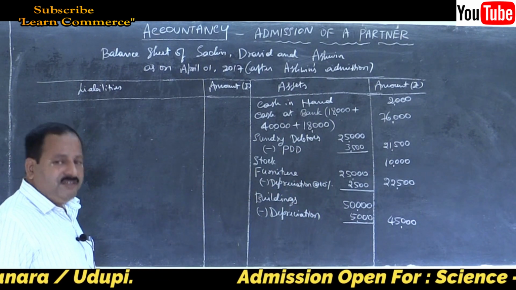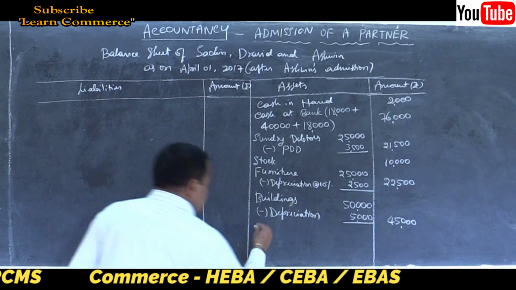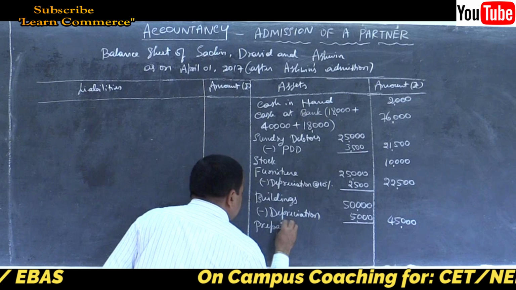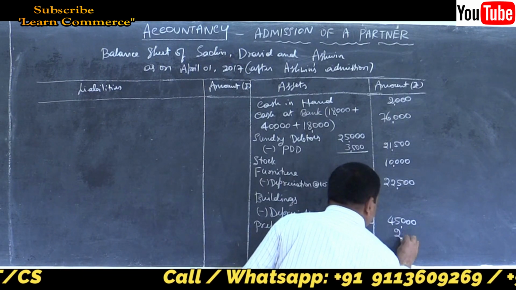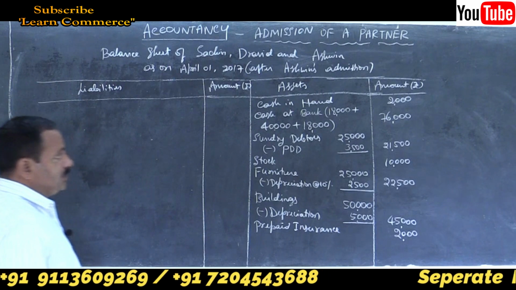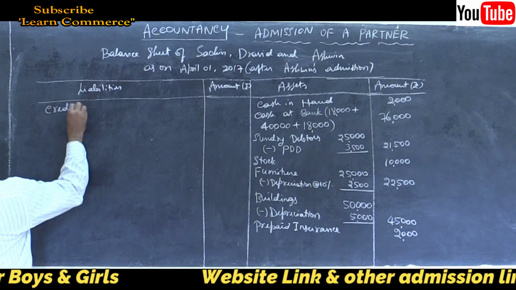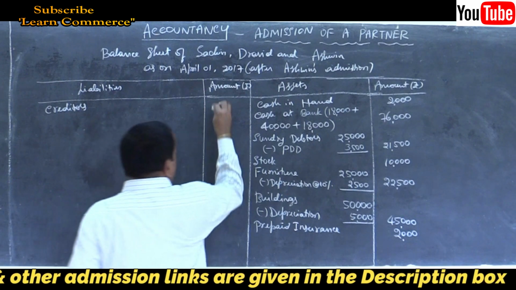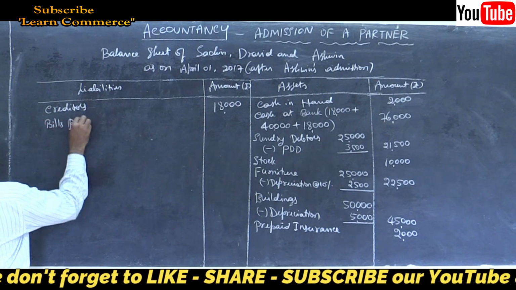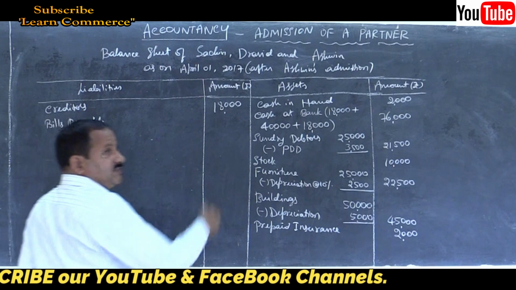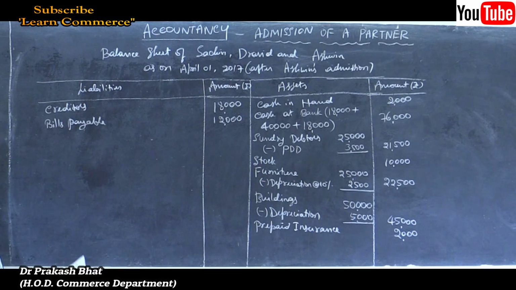Then are there any other assets? Yes, there is one more asset, that is prepaid insurance. Expenses paid in advance, insurance paid in advance. So prepaid insurance. How much was it? 2,000. Write the same amount, no change, 2,000. That's all, no other assets. Move on to the liability side. Creditors, no change, write it as it is. Creditors, 18,000, refer to the old balance sheet, no change. Bills payable, how much? 12,000. Are there any other liabilities? No, there are no other liabilities.